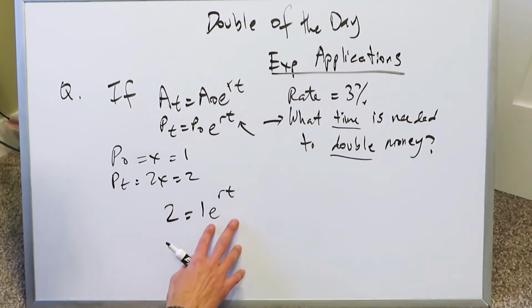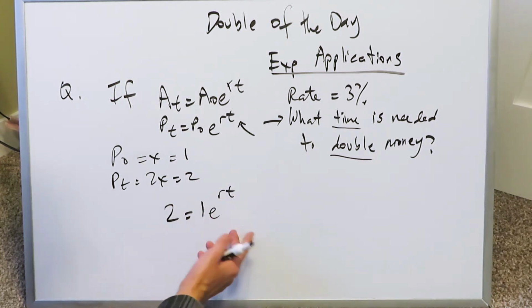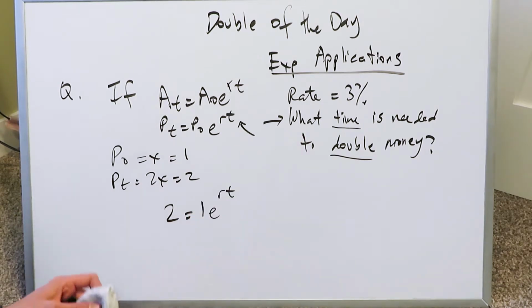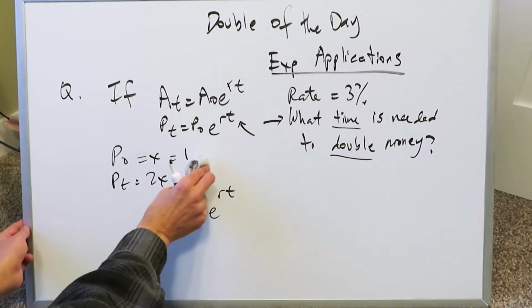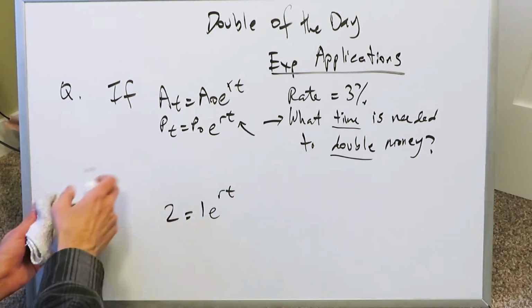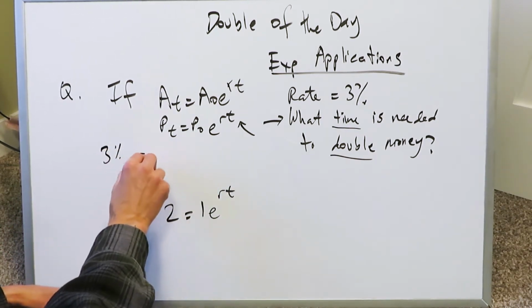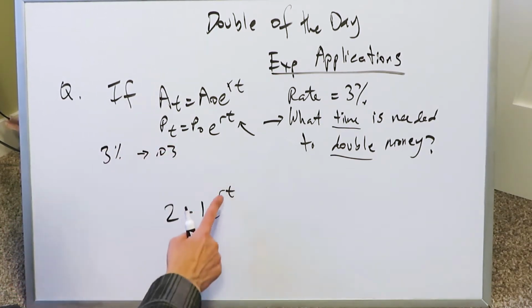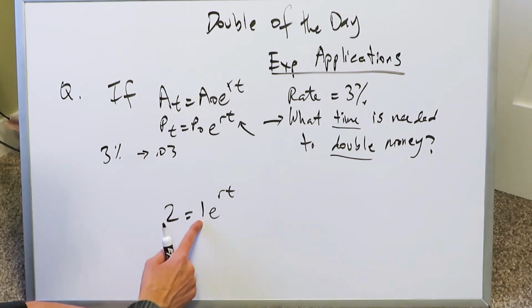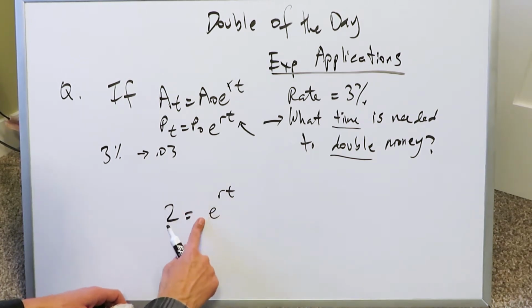You know what your r is. Your r is 3%. The 3% has to be written here in terms of a decimal. 3% would be written as 0.03. You would just plug that value in here. You can take the 1 to the other side. It's kind of meaningless. You're looking at really this: 2 is equal to e to the rt.